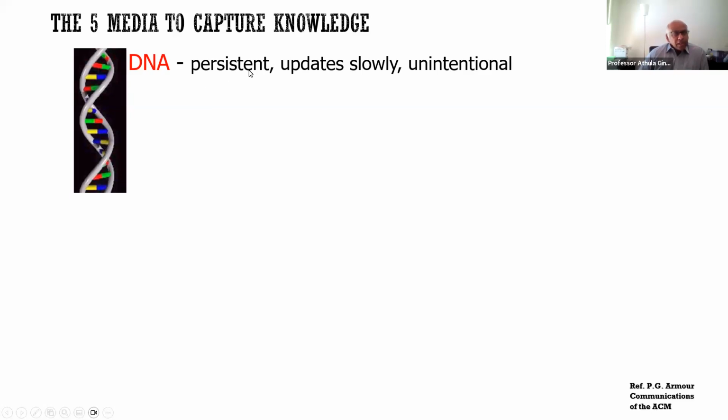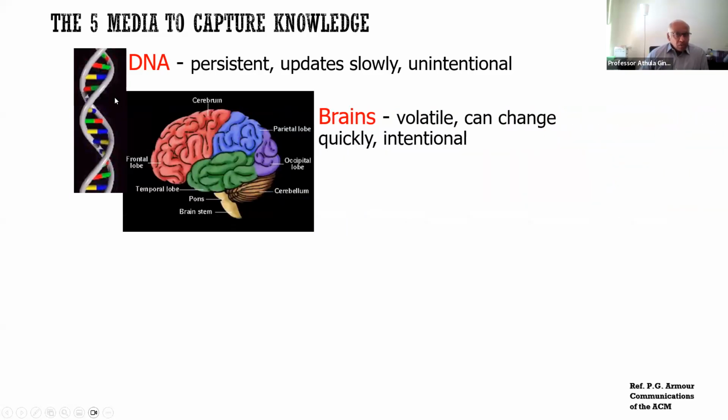So in the DNA, the knowledge is persistent but updates slowly. We know it's evolution, and it's an unintentional process. We cannot control nature. It's a natural process. But through that DNA process, we become humans and animals, and we get a brain. And in the brain, it's volatile because we can forget, but we can quickly change. We can keep learning, and we can intentionally decide what to learn and what not to learn.